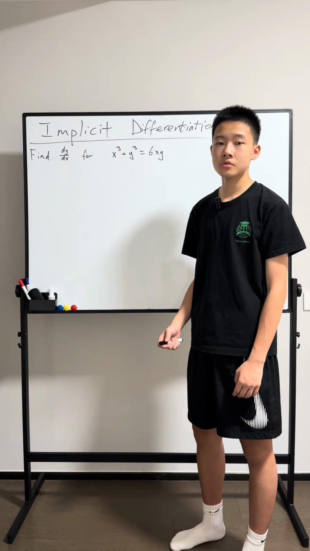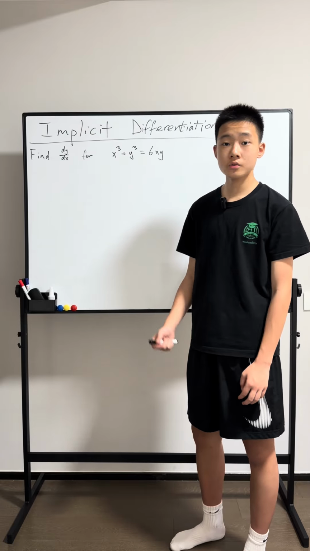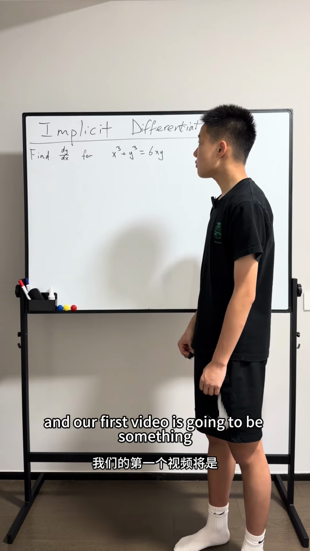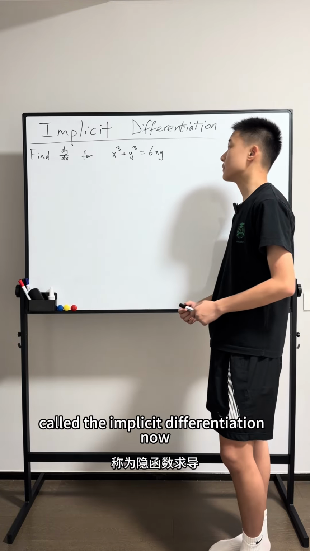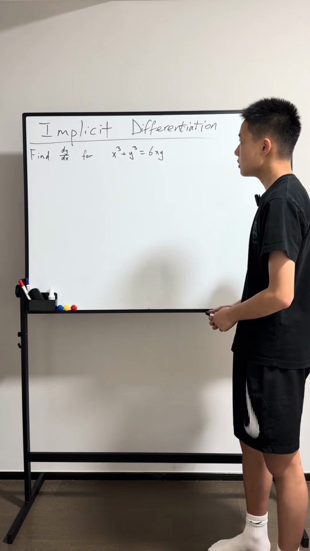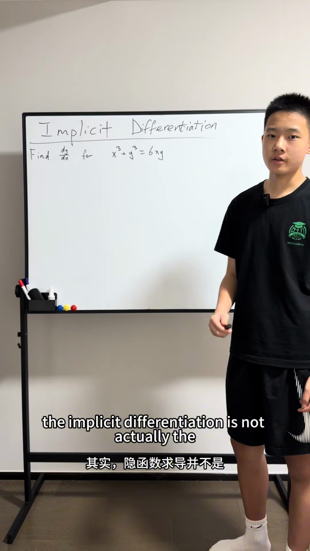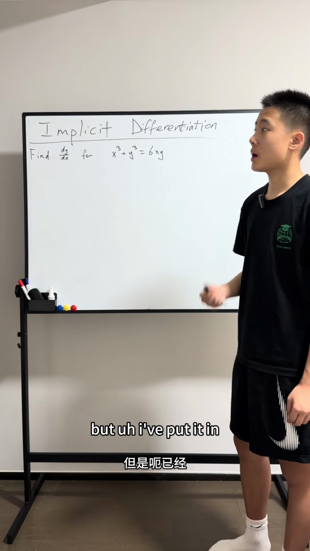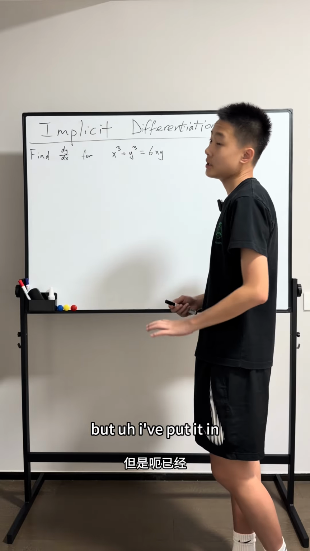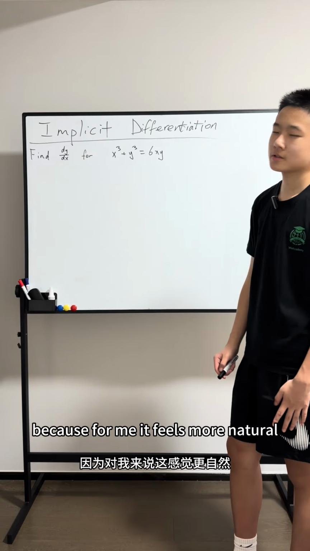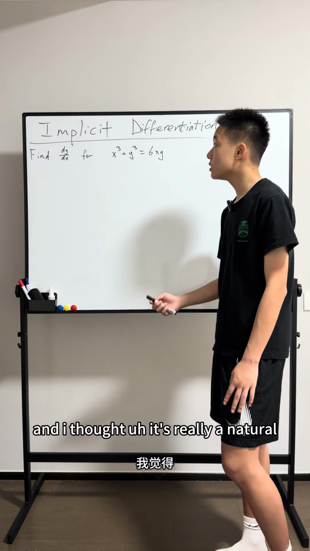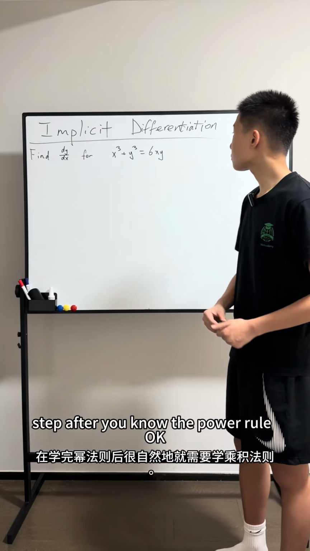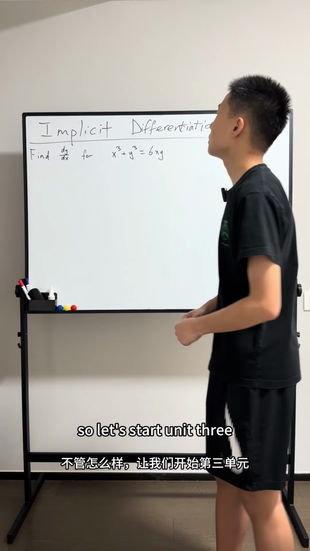So today we are going to wrap up Unit 2 and step into Unit 3 of AP Calculus. Our first video is on implicit differentiation. Now, implicit differentiation is not actually the first thing you learn in Unit 3. It's actually the product rule, but I grouped it into Unit 2 because it feels like a natural step after the power rule. Okay, so let's start Unit 3.